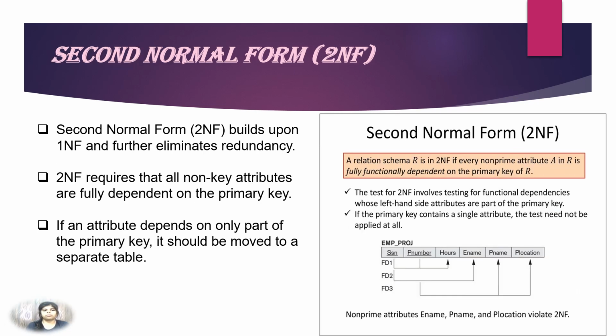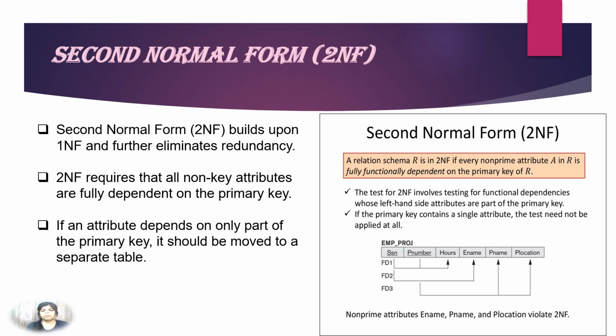Second normal form. Second normal form builds upon first normal form and further eliminates redundancy. Second normal form requires that all non-key attributes are fully dependent on the primary key. If an attribute depends on only part of the primary key, it should be moved to a separate table. Note that if a relation is in first normal form and every non-primary key attribute is fully functionally dependent on the primary key, then the relation is in second normal form.